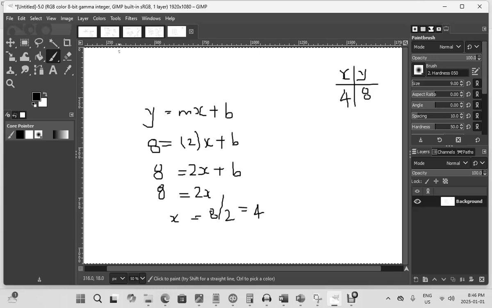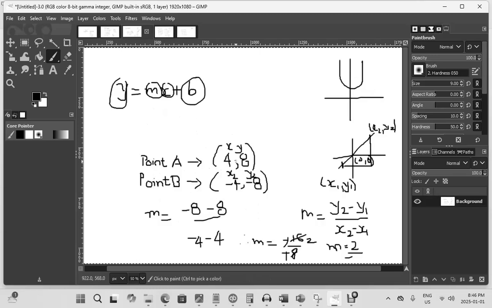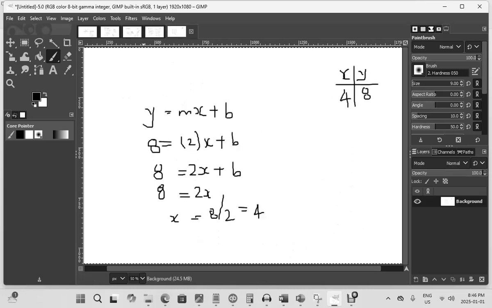And we can double check. We know the x coordinate is 4, and for this x coordinate, your y coordinate is 8. So this is basically how you solve for x and y coordinates, as well as your slope and y-intercept, given a line on your quadrant.